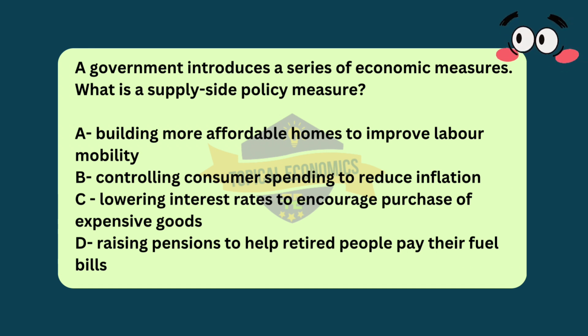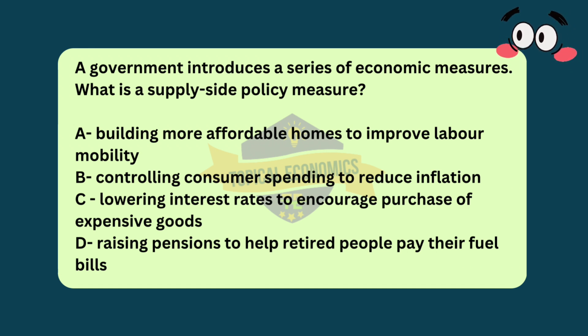The correct answer for this question is option A. Building more affordable homes to improve labor mobility. Supply-side policies are designed to increase the productive capacity of the economy by improving the supply of goods and services. This includes measures that focus on increasing the efficiency of the economy, boosting production, and improving the labor market. Building more affordable homes would improve labor mobility by making it easier for people to move to areas with more job opportunities, thus increasing the efficiency of the labor market and the economy as a whole. This is a classic example of a supply-side policy.